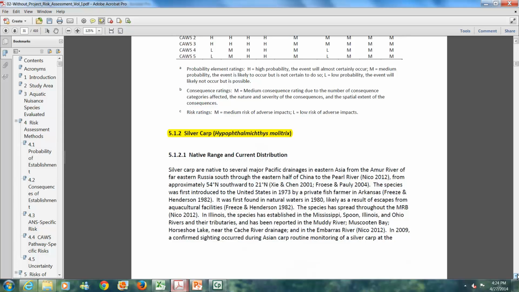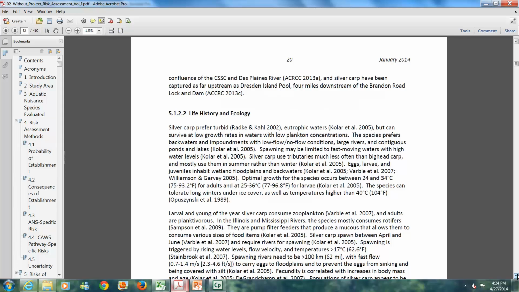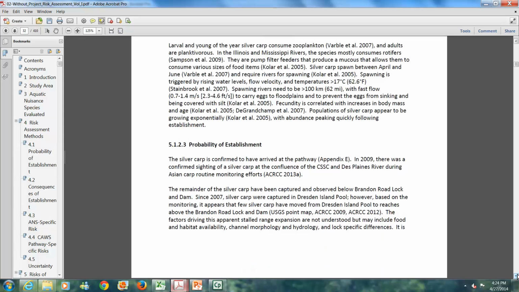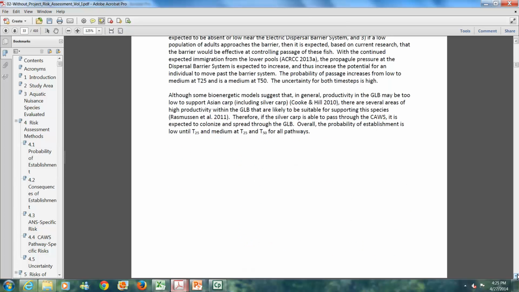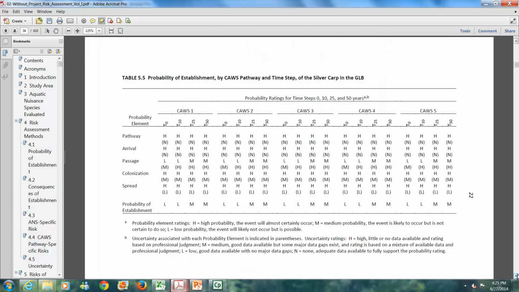The native range and current distribution provides a bit of a life history for this species, along with the paragraph here and its ecology. Then there's a discussion of the evidence that was used as the basis for the qualitative judgments, and that's organized under the probability of establishment, and you'll see later under the consequence of establishment. But here is a risk assessment.